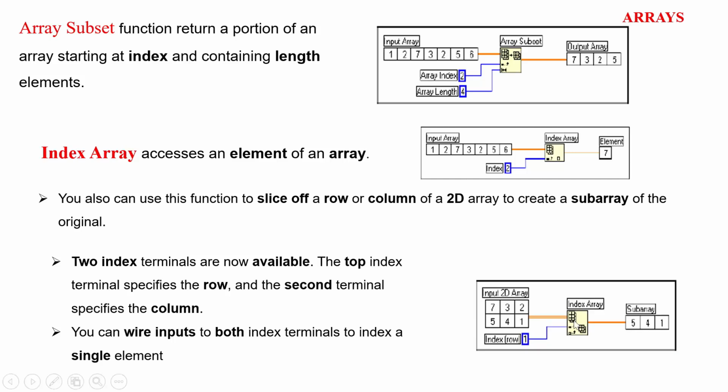Here we just want to extract a particular row. This is row 0, this is row 1. We just want to extract this one here. If you want to extract a column, just connect here. If you wire both the row index and the column index, then a particular element will be extracted.